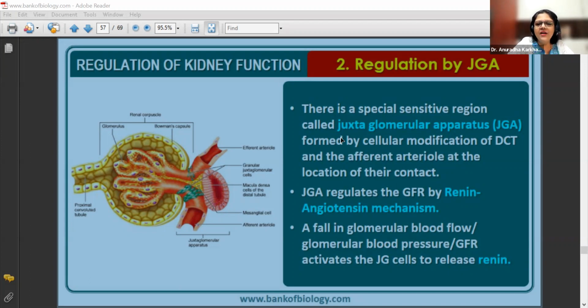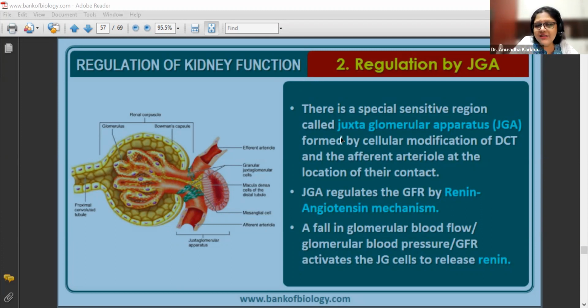JGA regulates the GFR by renin-angiotensin mechanism. Please understand this mechanism. Many questions have been asked from this particular part: what is the renin-angiotensin mechanism and why it is going to occur. See, a fall in the glomerular blood flow means the blood which is flowing via the afferent arteriole into the glomerulus, that will be called your glomerular blood flow. If there is a fall in the glomerular blood flow, or there is going to be less pressure inside the glomerulus, then what will happen? The JG cells will get activated.